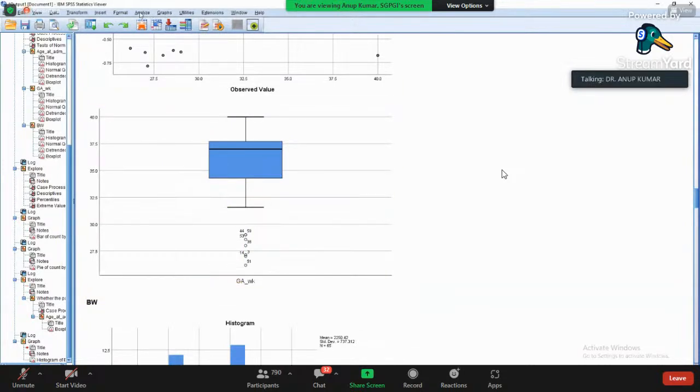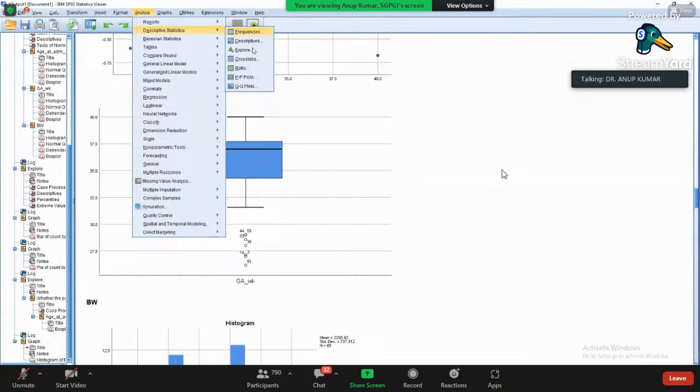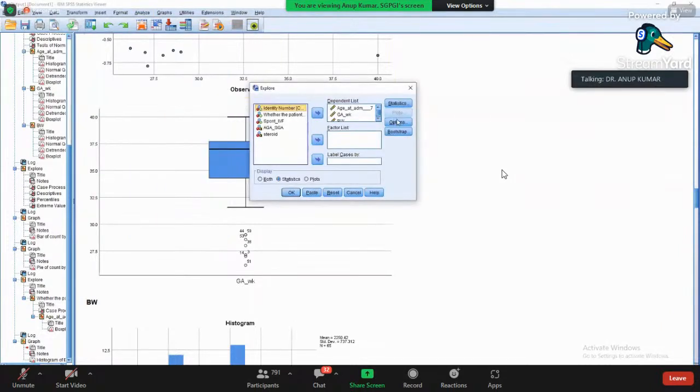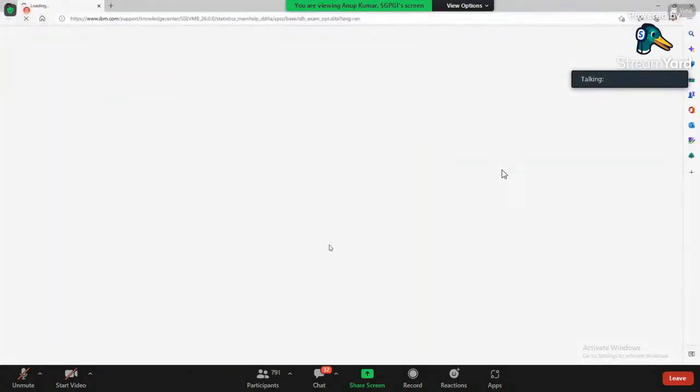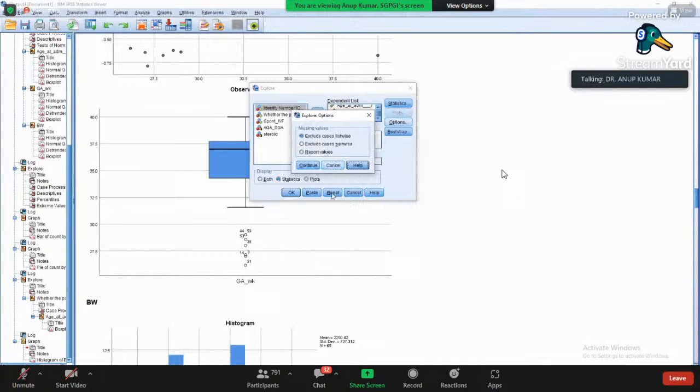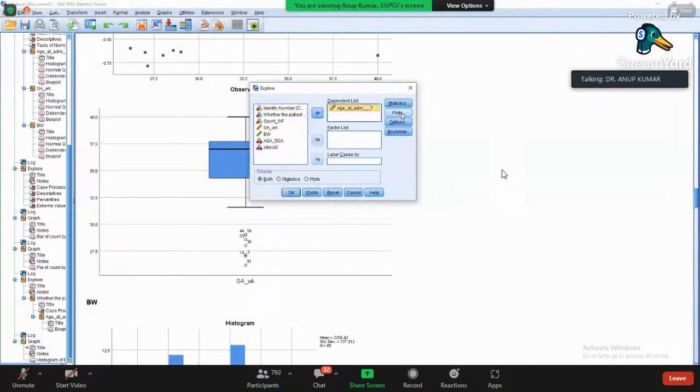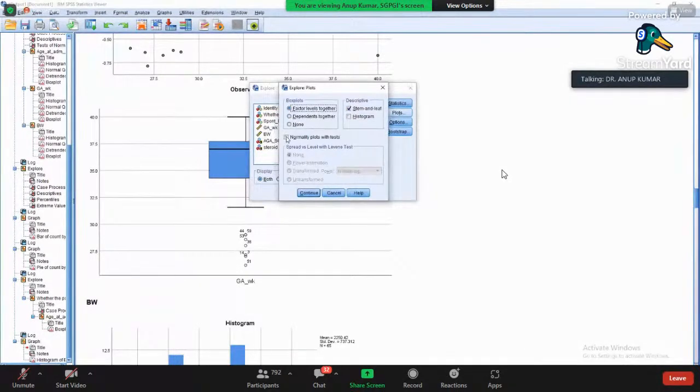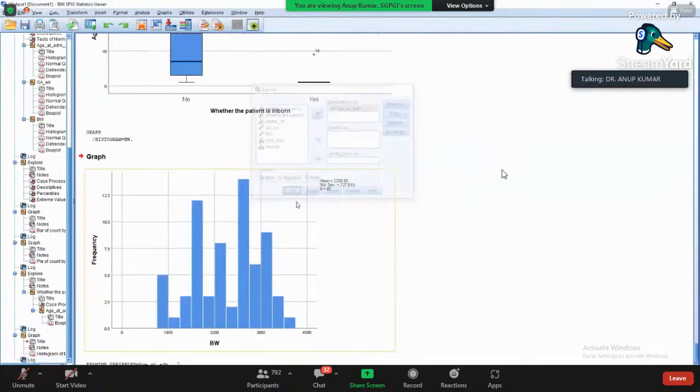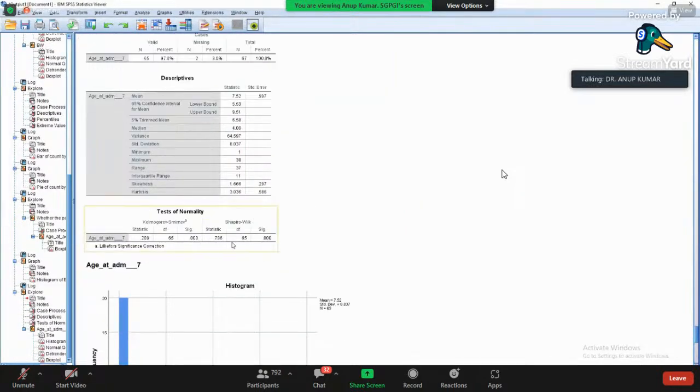You can check whether your data is normally distributed. For that, again, go to Analyze, Descriptive Statistics, Explore. I am taking this variable and going to Plots. Now in Plots, you can see normality plots with tests. Then I will click OK, and it will test for normality.